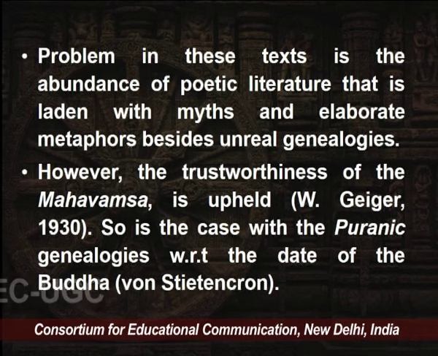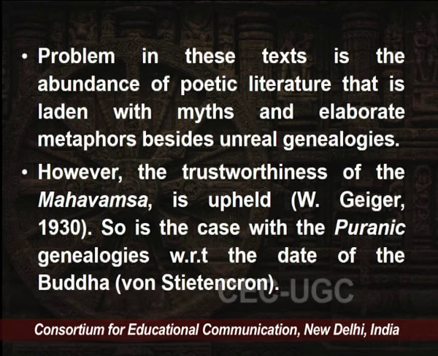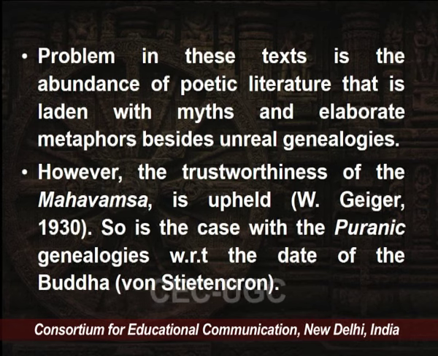Now, the problem in these texts is that there is an abundance of poetic literature, and it is laden with myths and elaborate metaphors, and also some kind of unreal genealogical presentation. So, this trend, this particular way in which genealogies were recorded in Puranas or copperplate charters, the vocabulary in which it came to us, poetic metaphors, myths interspersed with some facts, and at times superhuman figures as part of the narrative. Obviously, such kinds of texts were seen as ahistorical by 19th century European scholars.